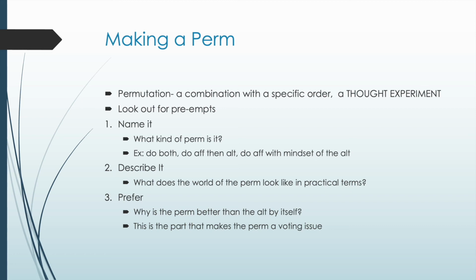If you just say perm, you are not winning the round. You need to give me a reason why I should prefer both the AF and the neg as opposed to just the alt. If you don't do that, you can't win off the perm, but if you do that, then the perm is a voting issue, and it is one of the only arguments in debate that can function as a silver bullet. A perm is an argument that can win you the K with just that one argument. Now, I'm not saying that you should only make a perm, but in the worst case scenario where you're really crunched for time and can only go for one argument, you can win the K just by going for the perm. But you have to make sure that you are doing all 3 of these steps. Name it, describe it, and prefer.